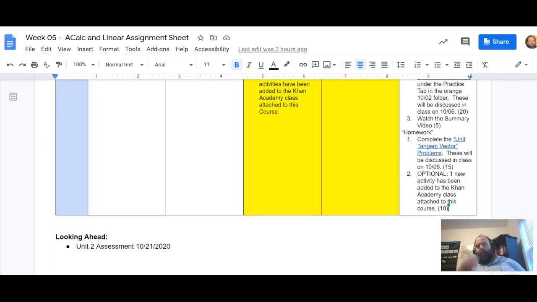It asks you for homework to look at these unit tangent vector problems, so it's very similar to the practice stuff. You're going to do these, and then we're going to come back to class and we're going to talk about them. And like I said earlier, there's been one new activity added to the Khan Academy classroom. So, there you go. That's it for Friday.